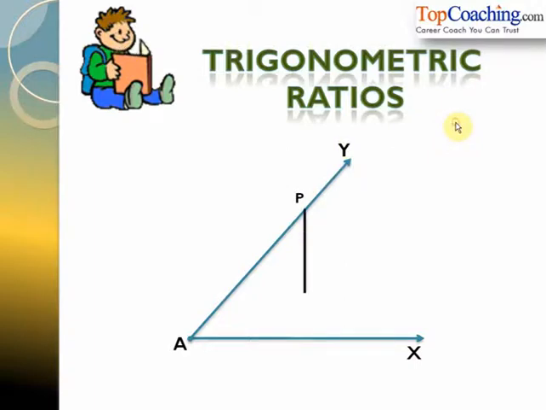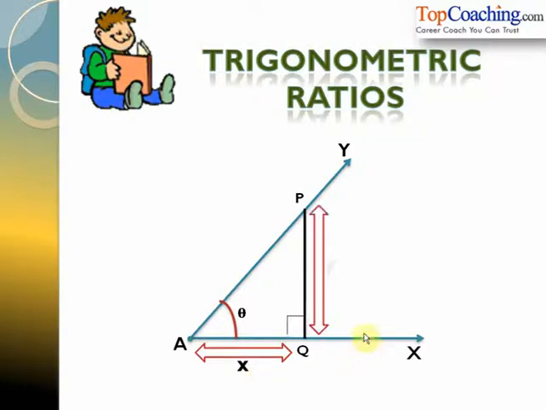From the point P, we drop a perpendicular on this ray AX such that it intersects AX at the point Q. This angle is equal to 90 degrees as PQ is perpendicular to AX. Now, let us say that this angle is equal to theta. So, angle XAY is equal to theta. Let us say that the length AQ is equal to X units and the length PQ is equal to Y units.